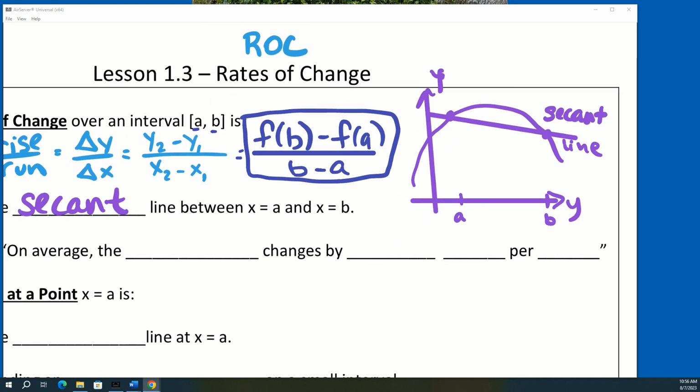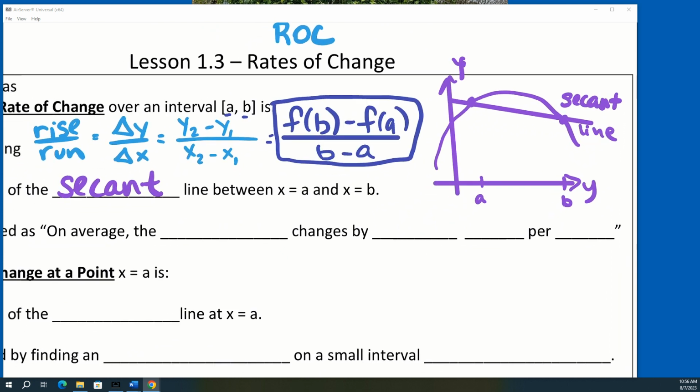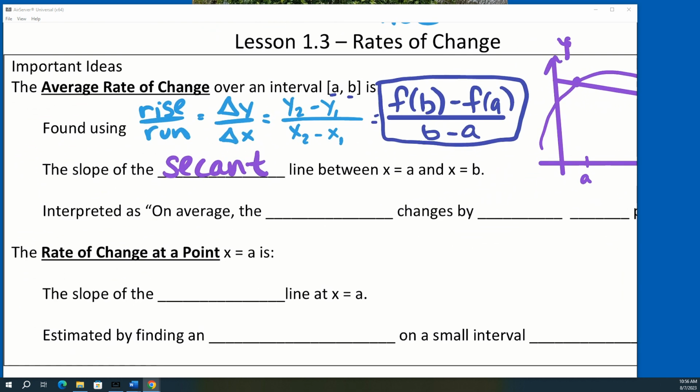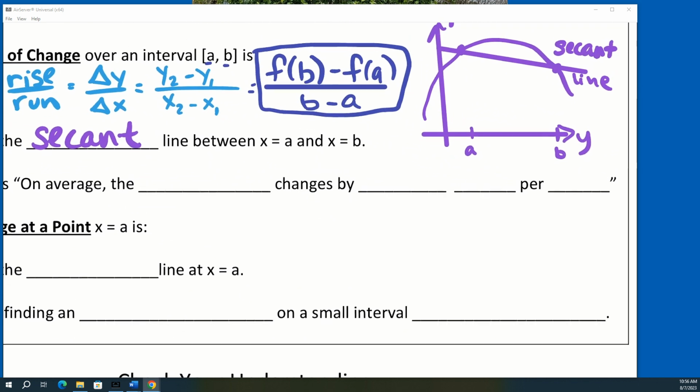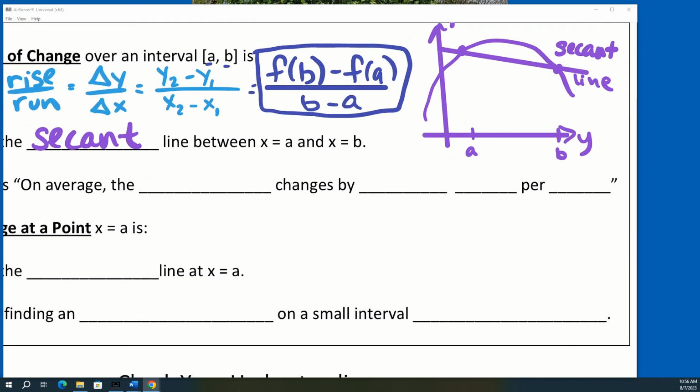All right, and at some point, not necessarily today, we are going to interpret the average rate of change. And I'm just going to fill in these blanks like how you would word it, and we'll come back to it on another day. But if you want to interpret it, then you would say that on average, the whatever the y variable is, just fill in the blank with the words from the problem, changes by, and then you would fill in the average rate of change there.